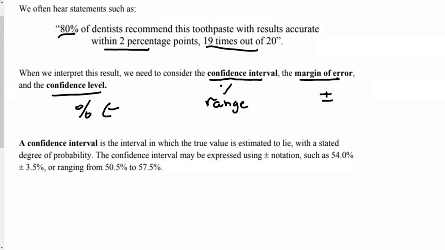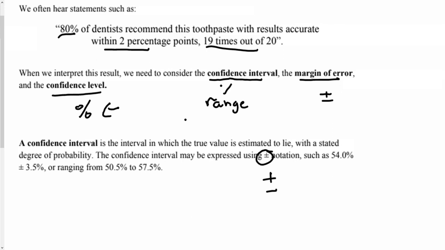So, let's get to the first term here. A confidence interval is an interval or range in which the true value is estimated to lie, with a stated degree of probability, okay? So your range here is based on things that you're given, usually within a range with this margin of error notation, plus or minus. So that little T with two lines through it is actually plus and minus. So you're going to add and subtract the number.